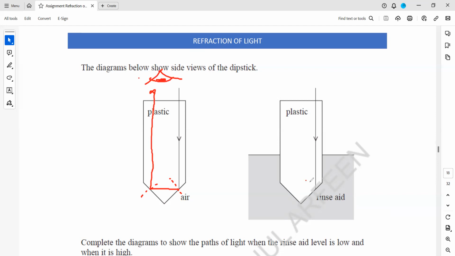But when the tank is filled with the rinse aid, the dipstick is surrounded by the rinse aid, which has a greater density than the air, so refraction will happen for the light. This angle is not equal to the critical angle, because this angle should be 60 degrees, but it is obviously less than 60. So the light will undergo simple refraction, so we won't be able to see any light reflected, like the light from outside going inside and then reflected back to us. So it will appear dark.